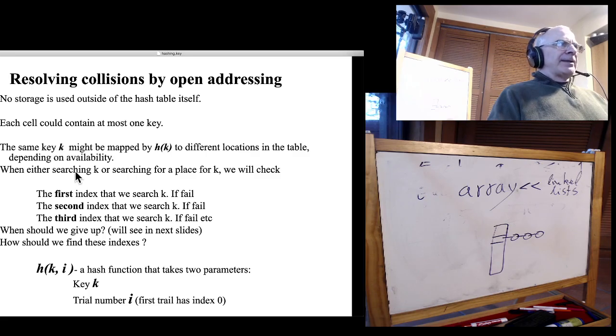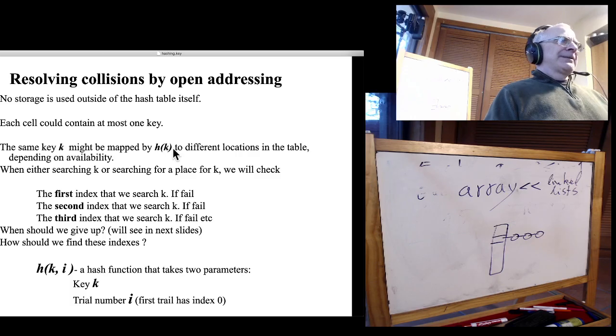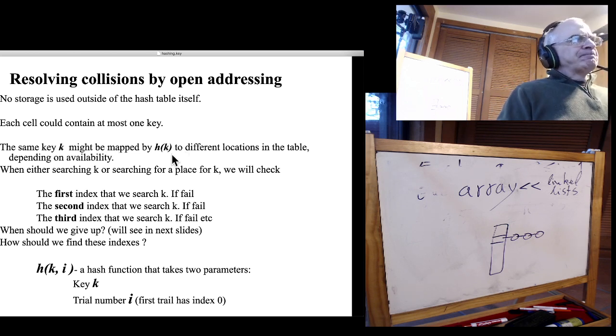The same key, K, might be mapped to h(K), but still it might be located in different locations of the table. So this sentence contradicts itself a bit. We will have some schemes that will say, I think that I know where h(K) is going to be, where K is going to be, but I might change my mind depending on availability, because maybe somebody already lives in this cell and the cell is occupied.